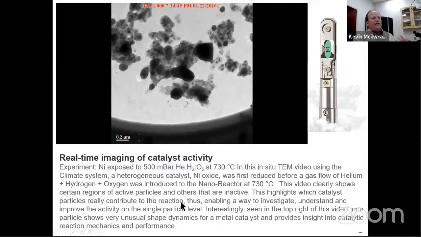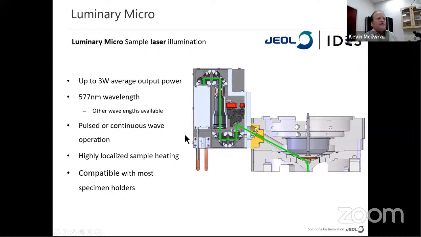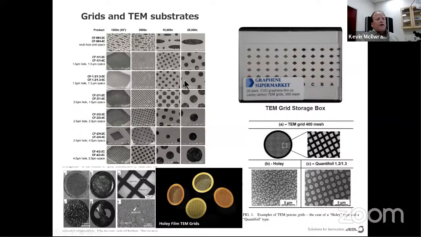Now, one of the interesting things is JEOL recently purchased IDS, and they're a wholly owned subsidiary of JEOL. They make an actual laser that can point into the objective lens area of the pole piece where the stage is. They have 3 watt average output power, 570 nanometer wavelength, but we can do other wavelengths. They can pulse the laser onto the sample, and it doesn't ablate the sample, but it does highly localized heating. So we could cycle a material and watch what happens, maybe have a phase change, or cycle something many times to see any kind of breakdown. Very cool.